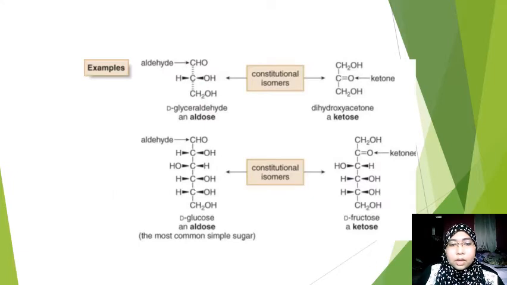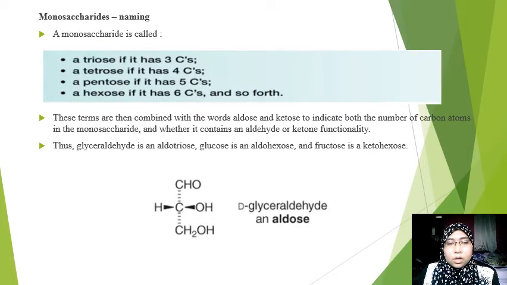For example, D-glyceraldehyde, we call it an aldose because it has the carbonyl at C1, and dihydroxyacetone, we call it a ketose because the carbonyl is at C2. A monosaccharide is called a triose if it has 3 carbons, a tetrose if it has 4 carbons, a pentose if it has 5 carbons, a hexose if it has 6 carbons, and so forth.